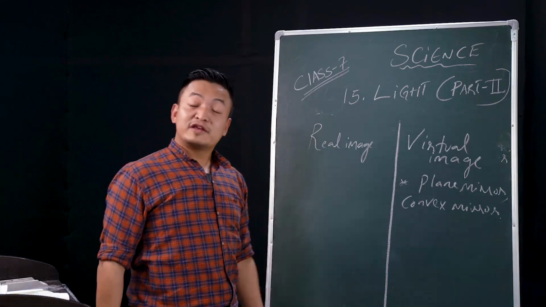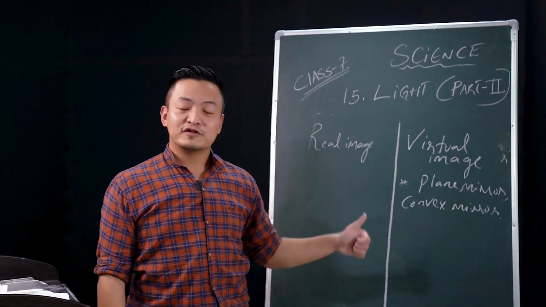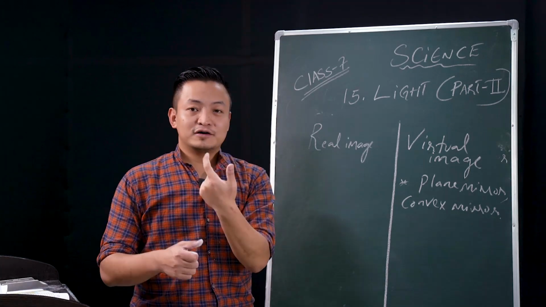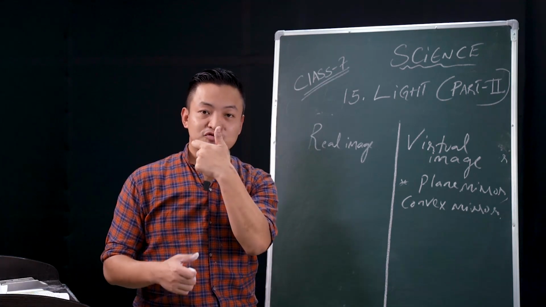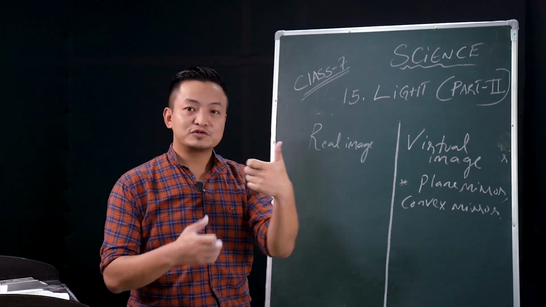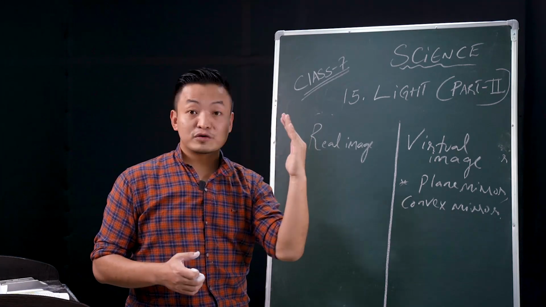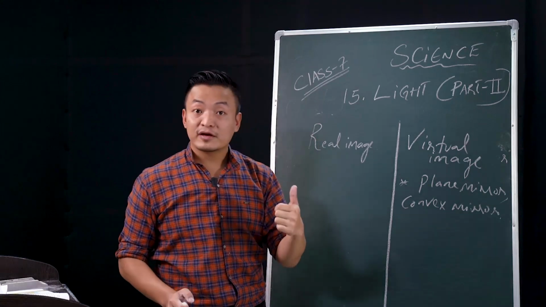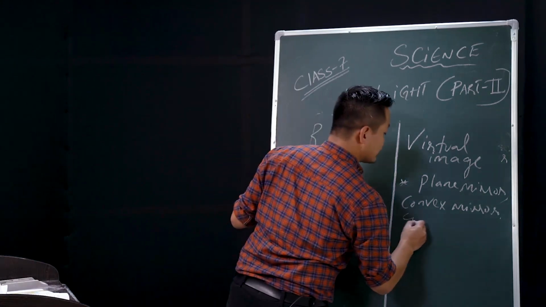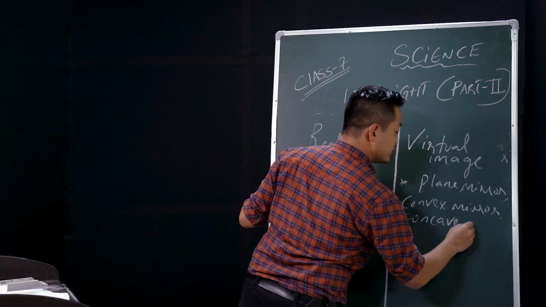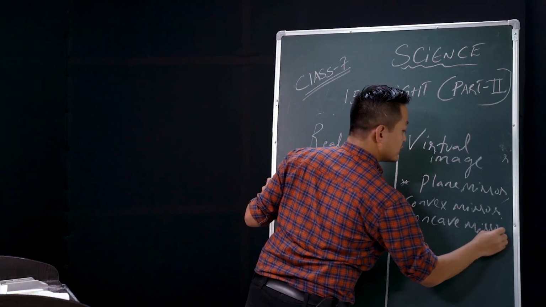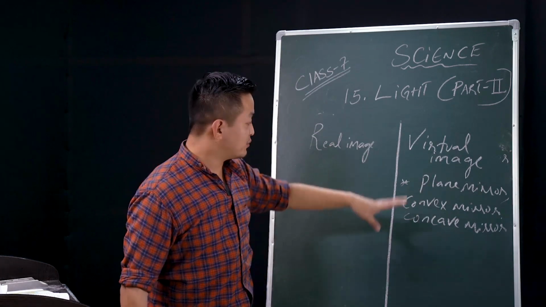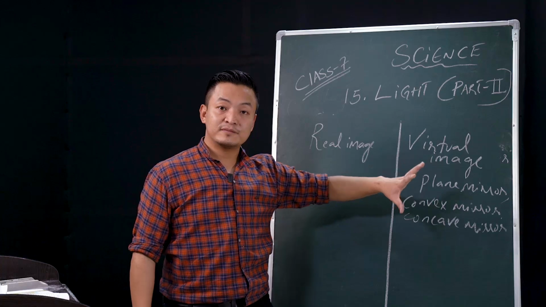Now what about concave mirror? Concave mirror will also give you a virtual erect image, right? Because when you bring the spoon very close to you, the spoon which is curving inwards, you'll see a virtual erect image, right? So we can write here concave mirror. So this virtual image we can get from three types of mirror: plane, convex, concave, right?